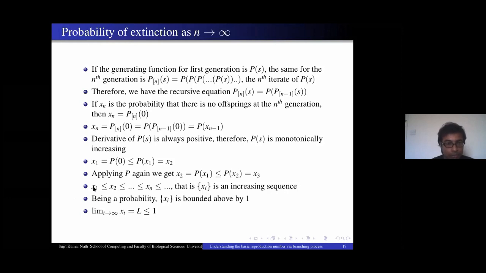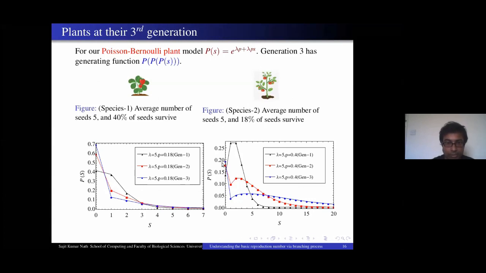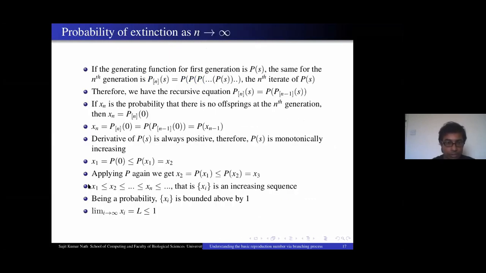So this x_n, which is the sequence of probabilities that the species goes extinct at the nth generation, is an increasing sequence. As the number of generations increases, the probability of going extinct increases. So that's what we have seen here, and we have seen this analytically as well. So this x_i is an increasing sequence, and being a probability, all these x_i's are bounded above by 1. It cannot go beyond 1.